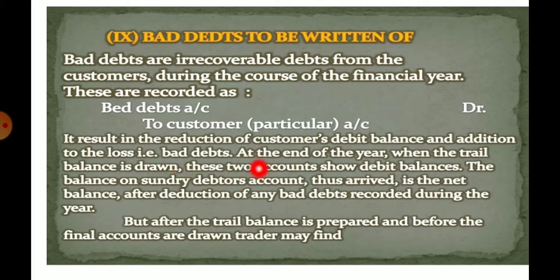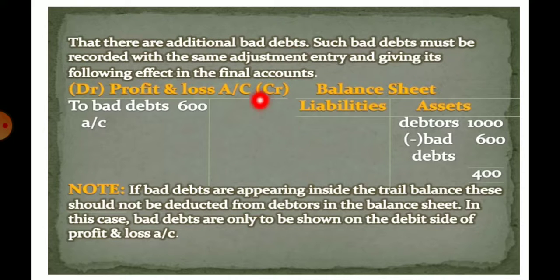Bad debts. At the end of the year, when the trial balance is drawn, there are two accounts shown, the debit balance and the balance on the sundry debtor account. Thus we arrive at the net balance after deduction of any bad debt recovery during the year. But after the trial balance is prepared and before the final account is drawn, the trader may find that there is an addition of bad debts. Such bad debt must be recorded with an adjustment entry to the following effect in the final accounts: Profit and loss account, bad debts, and from debtors it will be less.